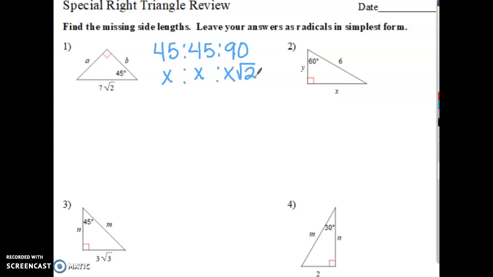And then we also have our 30, 60, 90. And our ratios for that were x, then we had x square root of 3, and lastly, we had 2x. So those are the ratios that we use. Go ahead, copy those down. And then we are going to look at number 3.